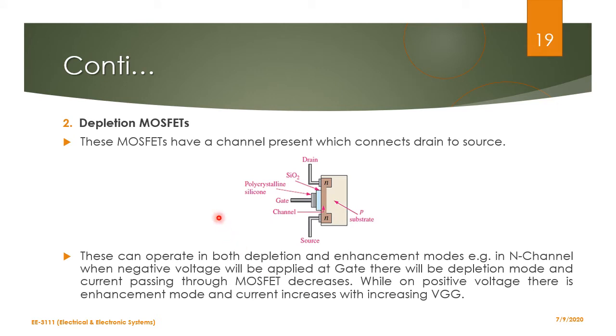Depletion MOSFETs. In these MOSFETs, the drain and source are connected by a layer, and these can be operated in either enhancement mode or depletion mode depending upon the voltage applied. For example, in the current situation, if negative voltage is applied, it will be depletion mode, and when positive voltage is applied at the gate side, it will be enhancement mode.